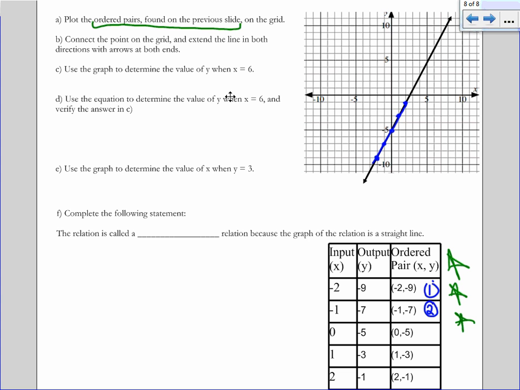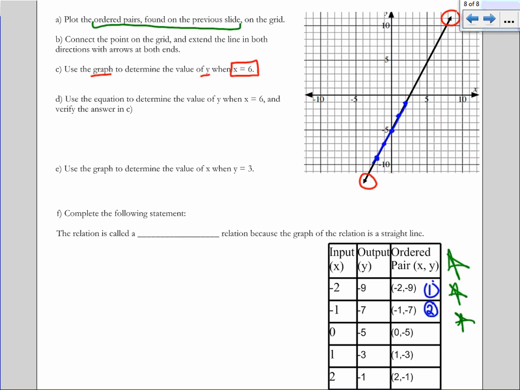Having that line will help us figure some things out. So for instance, if we look at question C, it says use the graph to determine the value of y when x is 6. To use the graph to figure something out, what we need to do is go and find out where x is equal to 6. Well, x is equal to 6 right here. That's where x is 6. I've drawn a big red dot where x is 6.